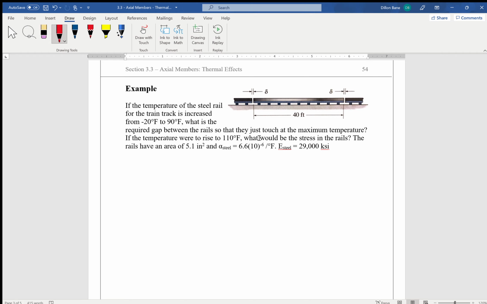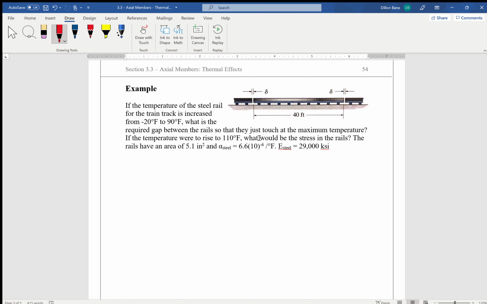So how much gap do we need so that when the temperature goes from negative 20 to 90, the gap closes? What if, though, the next part of this question, what if the temperature were to rise to 110 degrees Fahrenheit? What would be the stress in the rails?